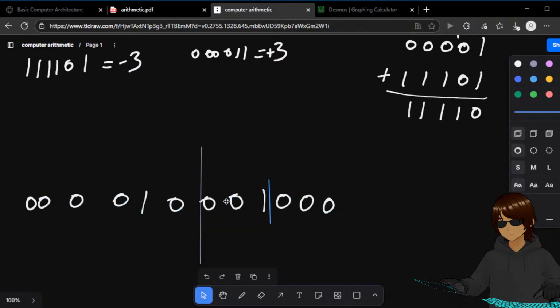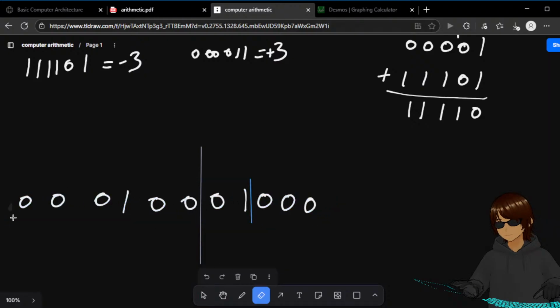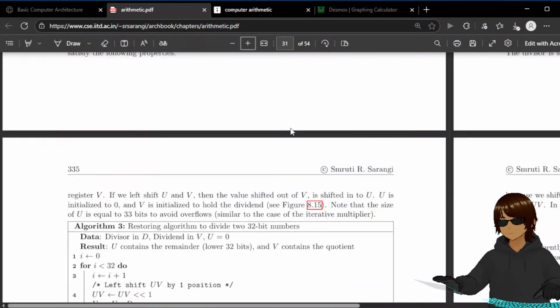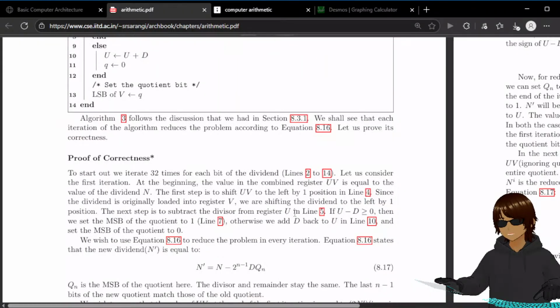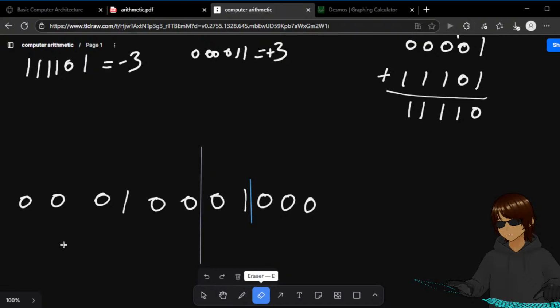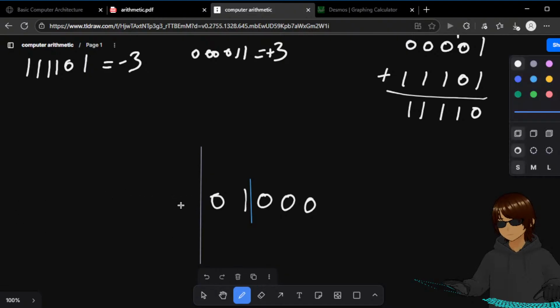We end up with... what do we end up with? Four minus 3 is 1. So this gets set to 1. This gets set to 1. 1, 2, 3, 4, 5, 6. But then what happens here?